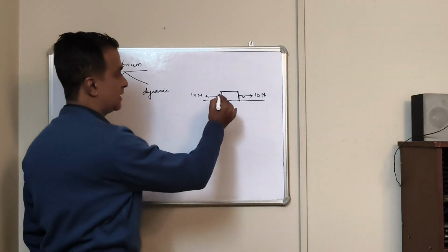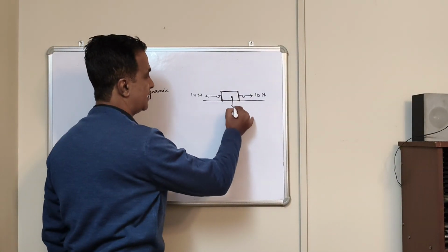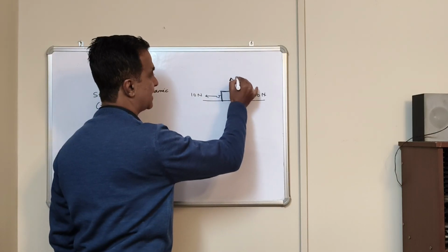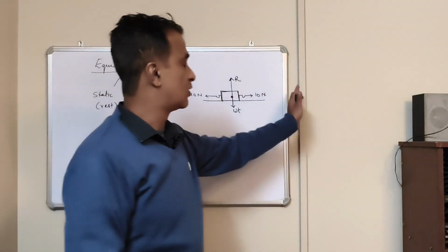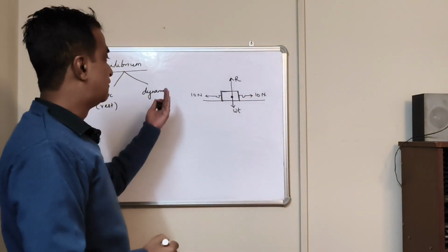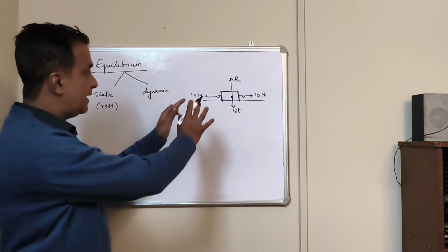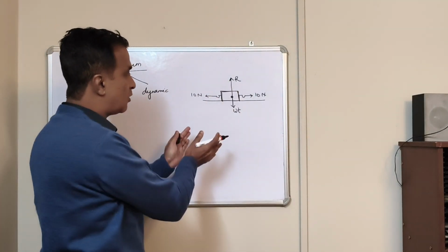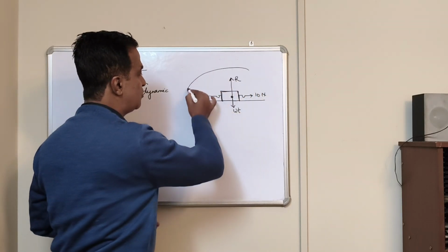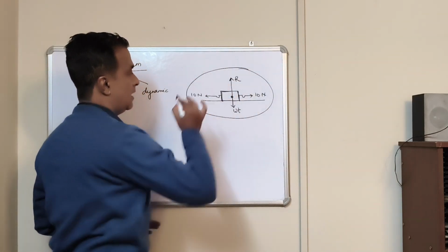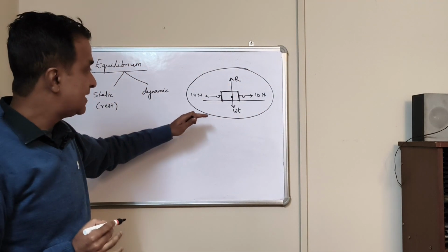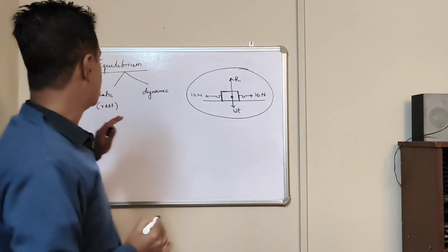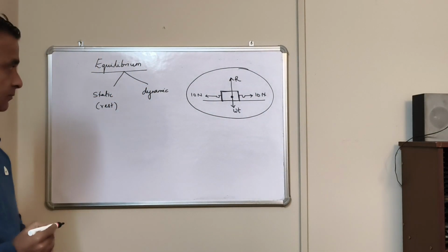Why? Because the weight of the object is acting downwards. Okay. The normal reaction force is acting upwards. 10 Newton force towards the right, 10 Newton force towards the left. They cancel out each other, and so the body continues to be in its state of rest. So when a body continues to be in its state of rest, even though a number of forces are acting on it, it is said to be in static equilibrium.